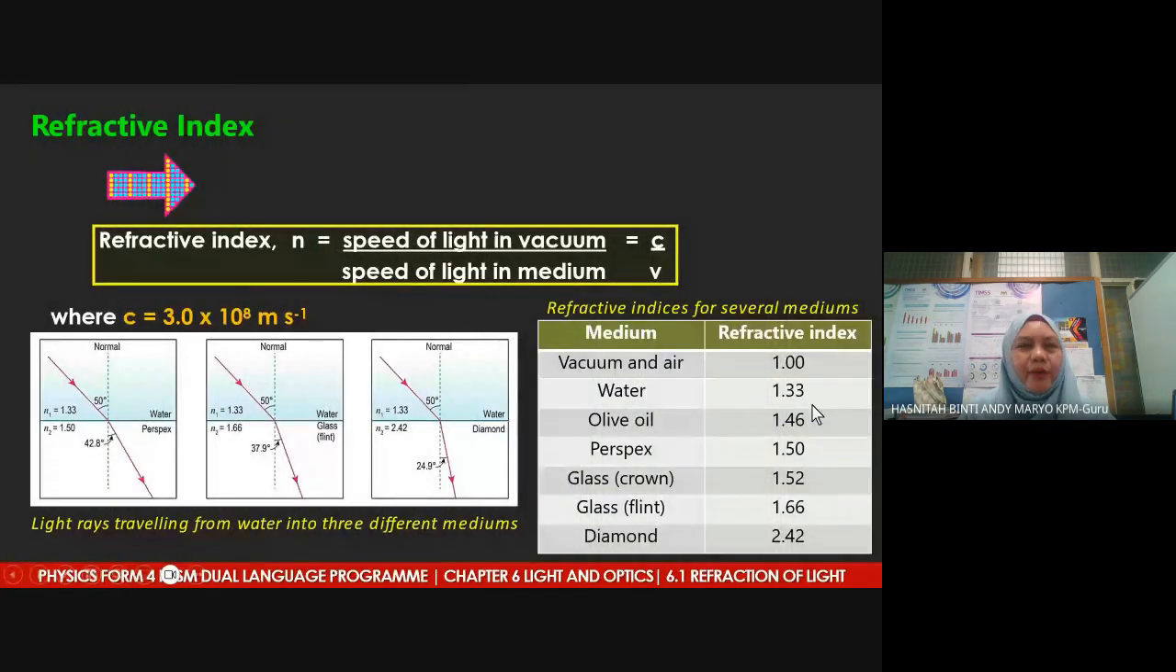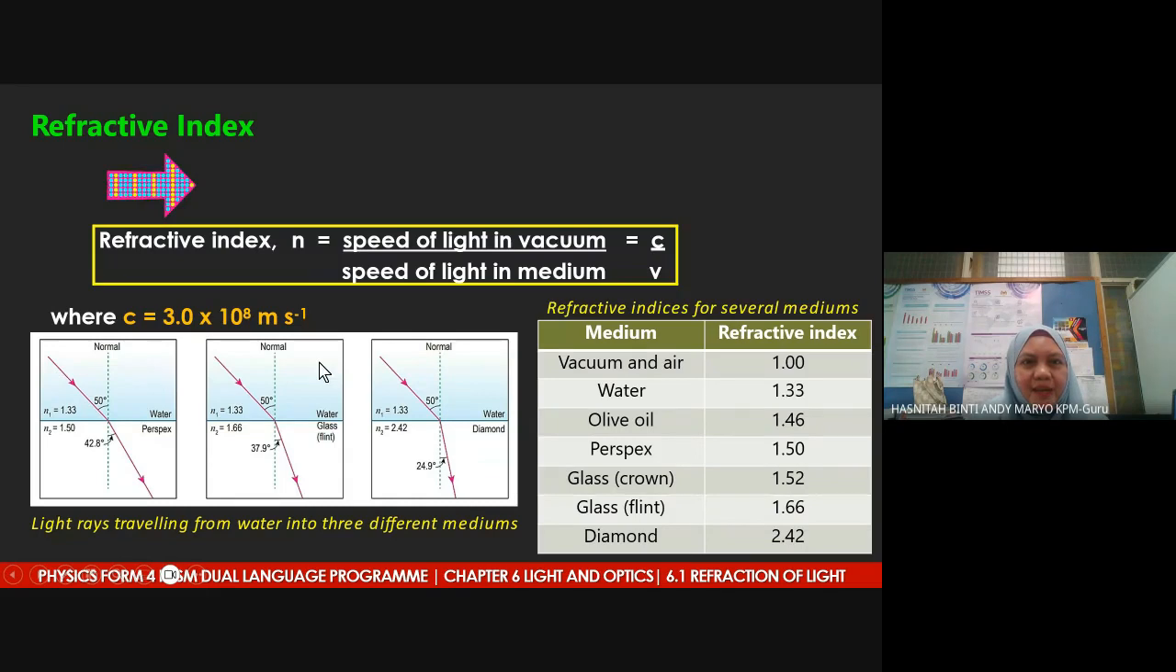Then, students, for water the refractive index is 1.33. For olive oil, 1.46. For perspex, 1.5. For crown type glass, 1.52. For flint type glass, 1.66, and 2.42 for diamond.